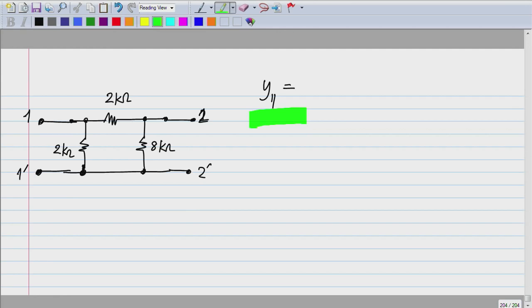There is an answer from Aarti, but it doesn't seem to be correct. So please take note of the values correctly. So this is 2 kilo ohms, 2 kilo ohms, and 8 kilo ohms. And how will you find Y11? What will you do to port 2?